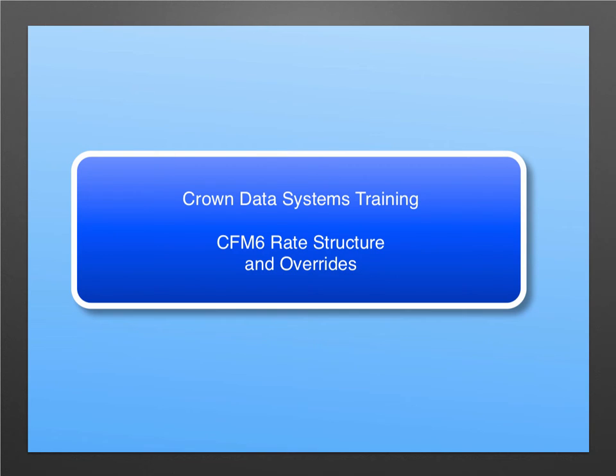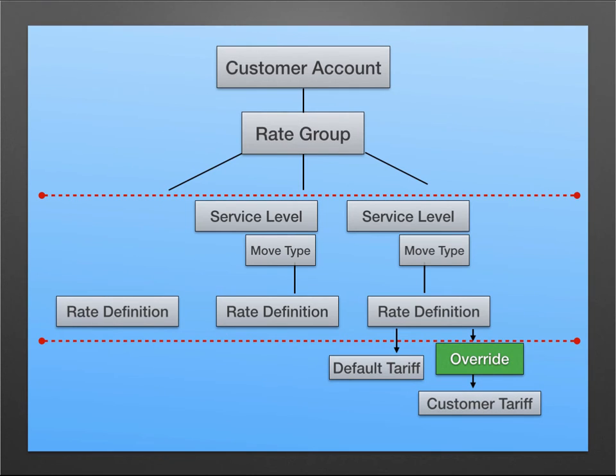In this video, we're going to take a look at the CFM6 rating structure and overrides. This flowchart gives us a general idea of how the rate structure is laid out in CFM6 and how rates are linked to services, which are tied to groups and then to customers. The red section here indicates the user interface.